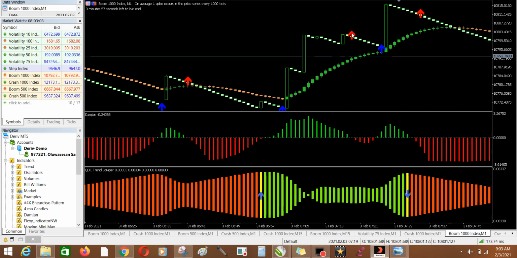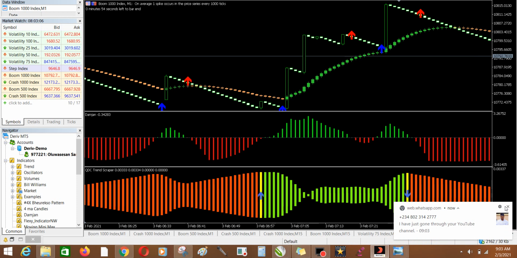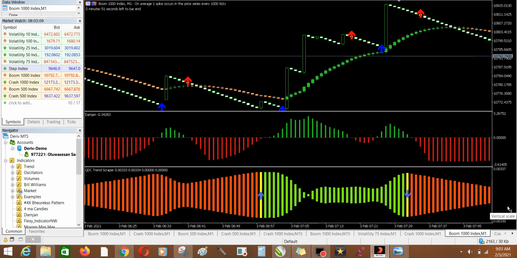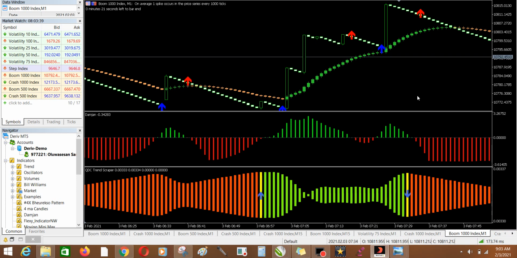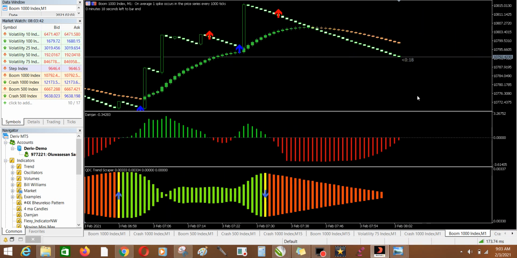But firstly, which asset can we use this indicator for? We can use it for all the assets so far as you have them on the MT5 trading platform. You can use it for everything. If it is volatility 75, volatility 100, volatility 50 and the likes, all the volatilities, even step index, you can use this indicator for it. You can use it for boom and crash, either boom 500 or 1000. It works perfectly well for them.